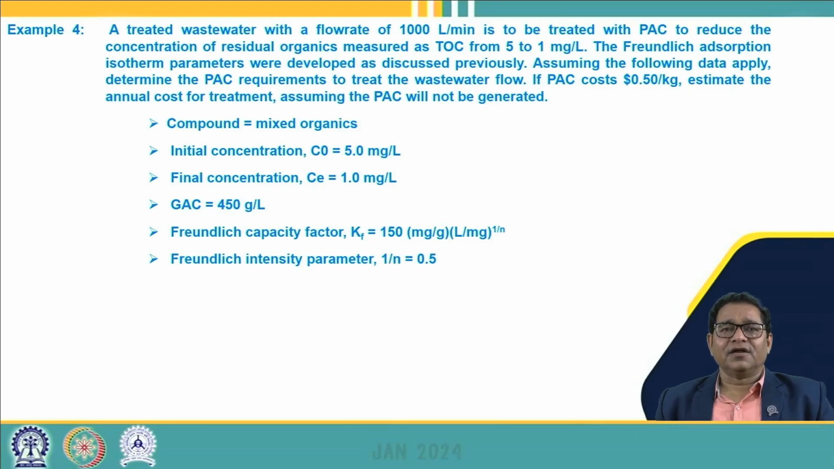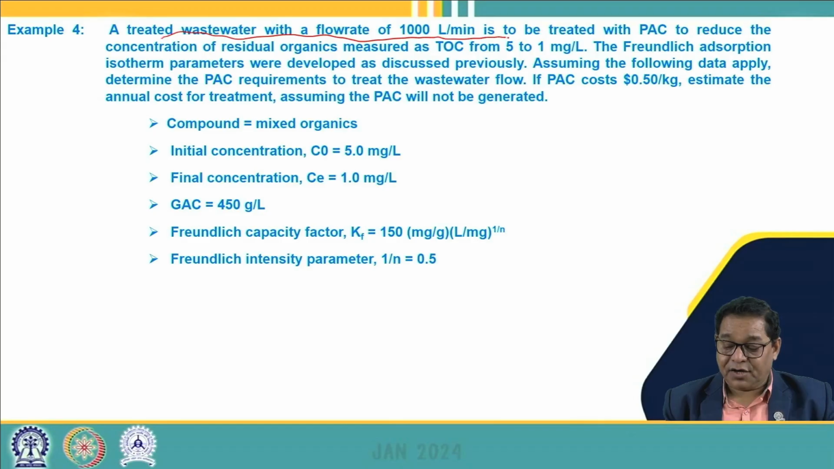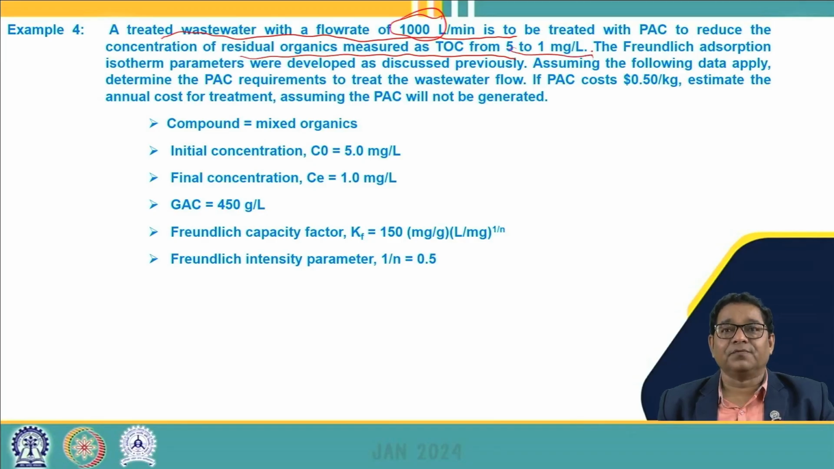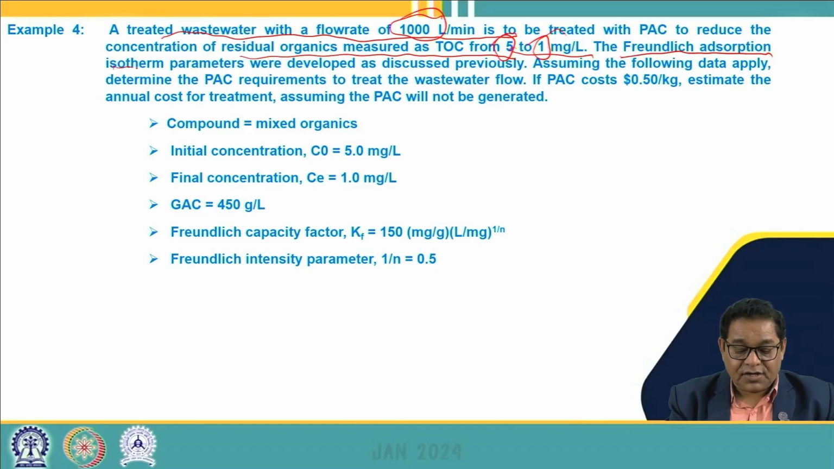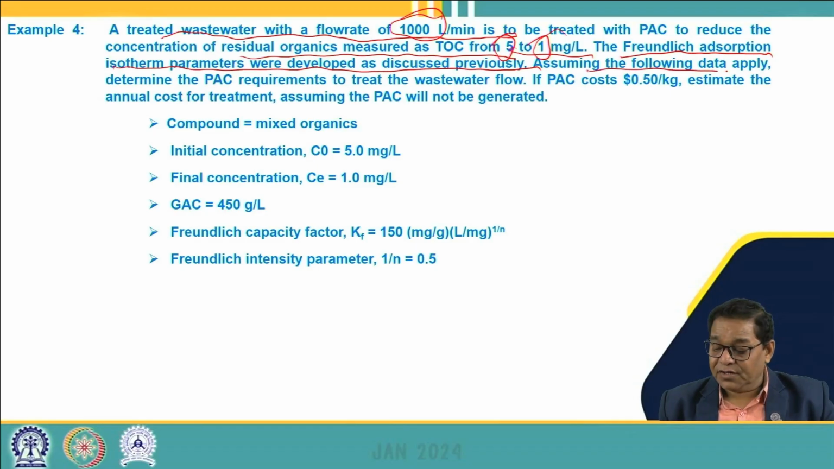Then this is another example. If we read, treated wastewater with a flow rate of 1000 liter per minute is to be treated with PAC to reduce the concentration of residual organics, measured as TOC, from 5 to 1 milligram per liter. So the initial concentration is 5, and 1 milligram per liter is the equilibrium concentration. And then it says that Freundlich adsorption isotherm parameters were developed as discussed previously. Assuming the following data applies, determine the PAC requirement.